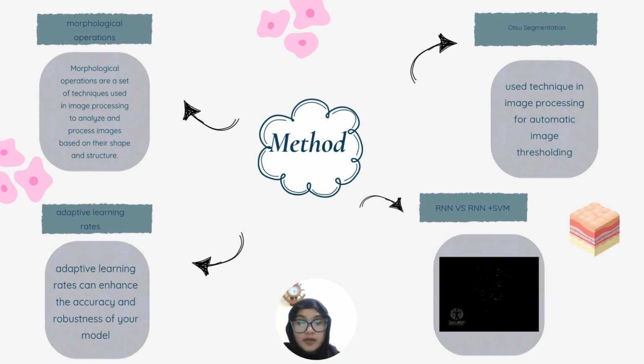RNN and SVM models: RNNs are great for processing sequential data like time series or text. But when you combine them with SVM, you get the best of both worlds. The RNN extracts features and the SVM provides robust classification. This hybrid approach often leads to better accuracy and fewer errors. In this picture, you can see this figure.